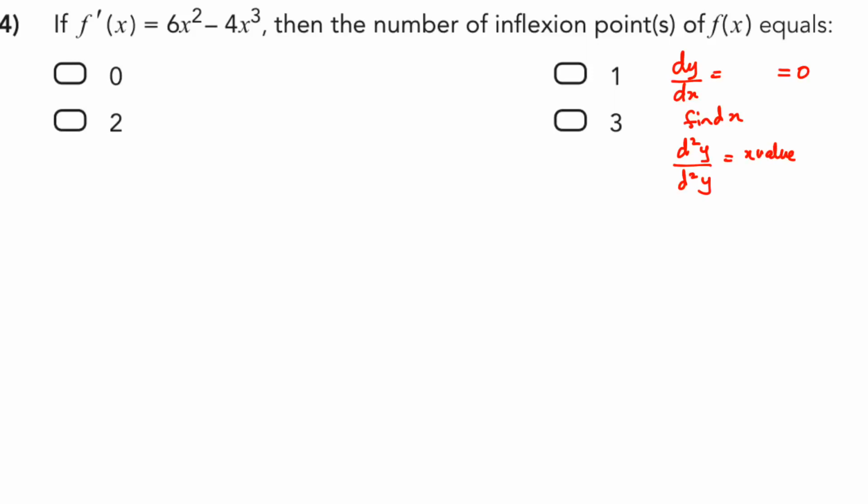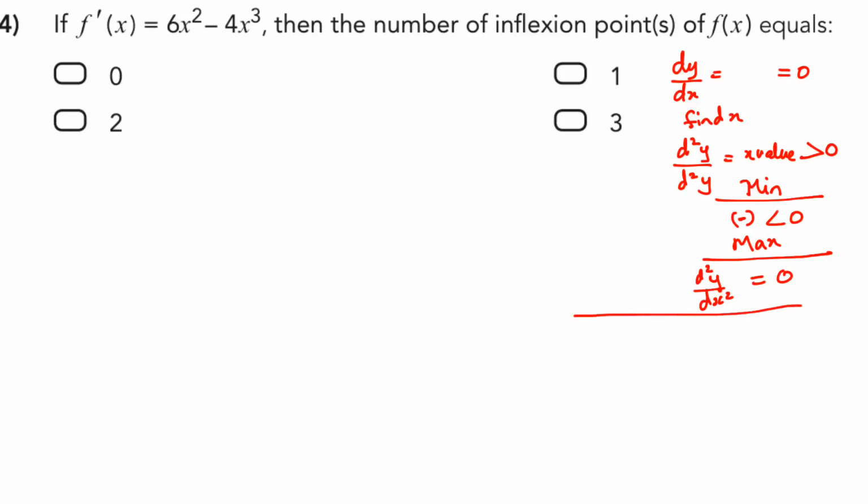If your value after substituting x is positive, more than 0, it means that it is a minimum point. If it is less than 0, you have a negative, so it will be a maximum point. If your d2y over dx2 equals 0 after you substitute the x value, then you cannot know whether it is a minimum or maximum. You have to make a table.